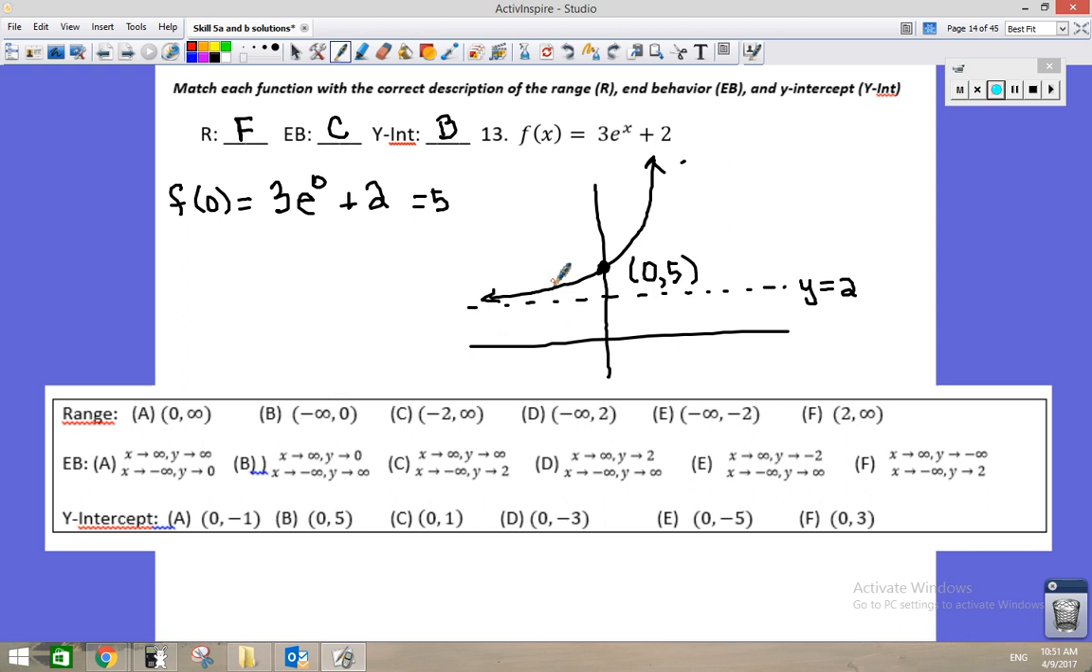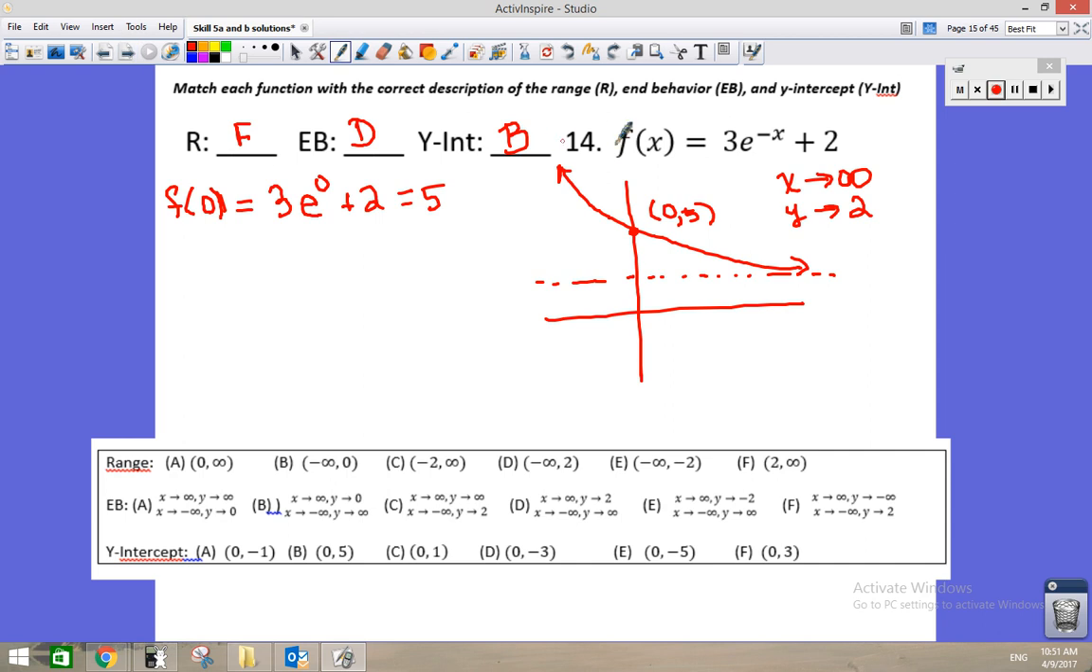So I hope that helps, and I hope you recognize that the graph of 14 and the graph of 13 differ by just a reflection across the y-axis. So they have many of the same properties or very similar properties to each other. That's why they were right back to back, to help you recognize that.